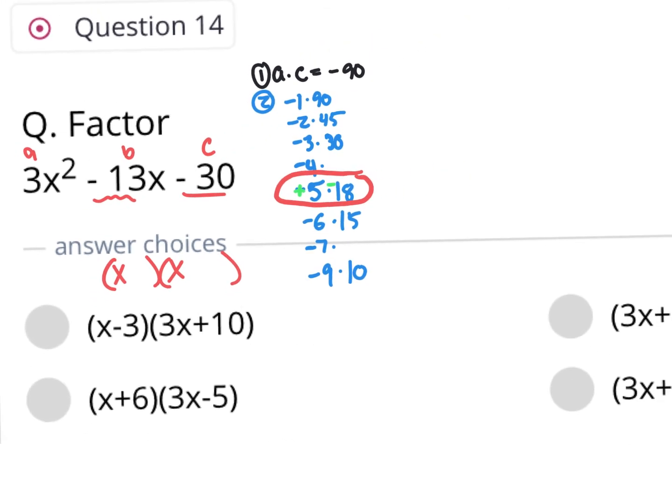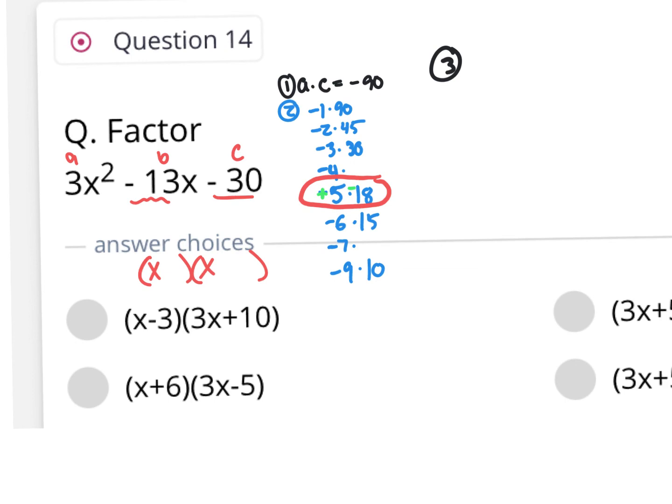So on the previous question, I did say to plug in what you see right here, without the square, as the first part of your binomial on both of them, right? So we're going to plug in a 3x and a 3x, and we're going to take this pair of numbers from step 2 and plug them in also. So that'll be a plus 5 and a minus 18.